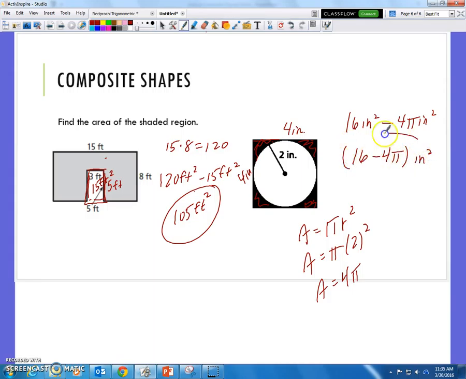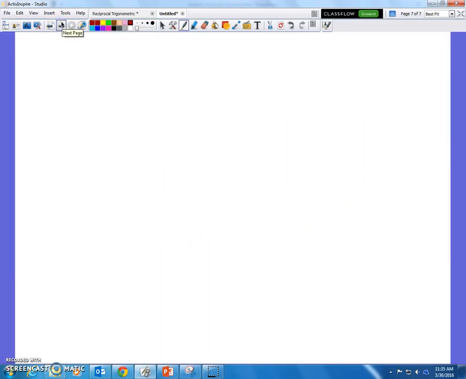square inches as the answer. And like I said, if it says on your worksheet that you need to have it to the nearest tenth, something like that, make sure you take 3.14 times the 4 and then you subtract it like that. Okay? That's it for today. Composite figures.